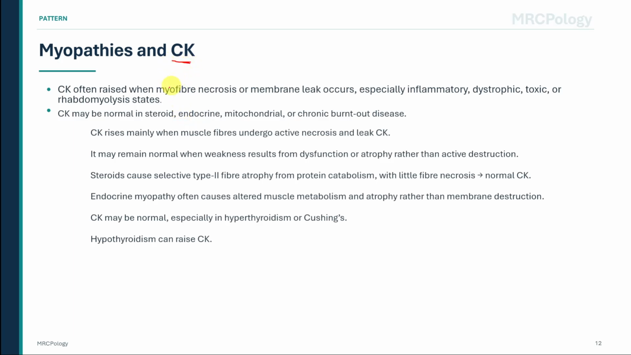CK rises when muscle fibers undergo active necrosis or develop membrane leakage. It may be markedly elevated in inflammatory myopathy, muscular dystrophy, toxic muscle injury, immune-mediated necrotizing myopathy, and rhabdomyolysis. However, a normal CK does not exclude myopathy. Weakness may result from muscle fiber dysfunction, impaired energy production, or atrophy without active fiber destruction. Steroid myopathy produces selective type 2 fiber atrophy through increased protein catabolism. There is little muscle fiber necrosis, so CK is usually normal.